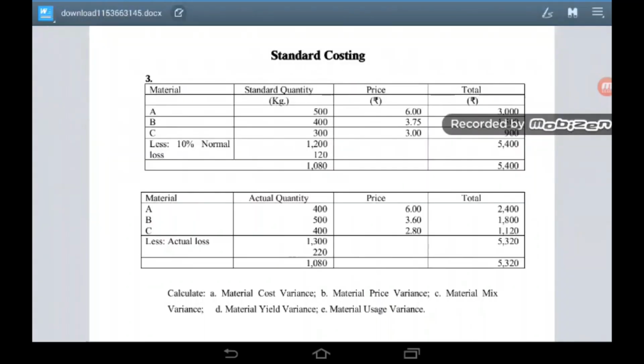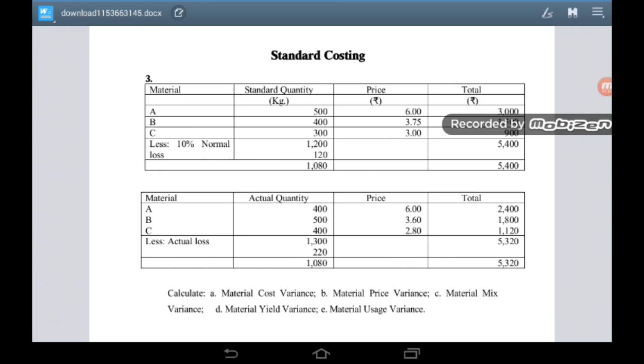Today I am going to discuss another problem on material cost variance. In my earlier video on standard costing, I have solved two problems on variance analysis for material. Now today I am going to solve the third problem. This is the problem. You can note it down in your notebook.